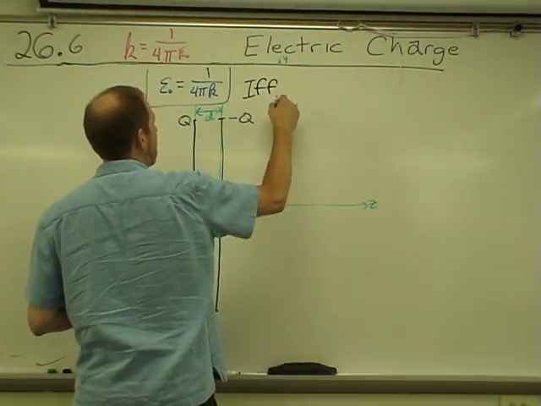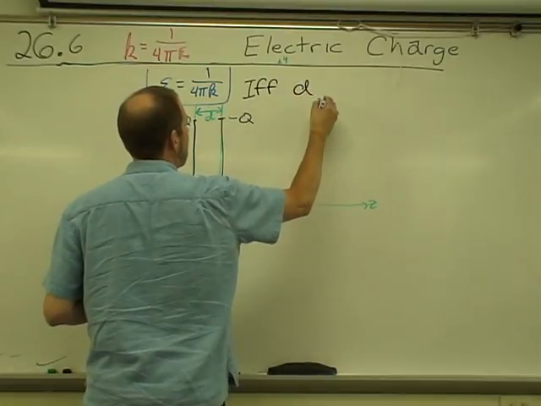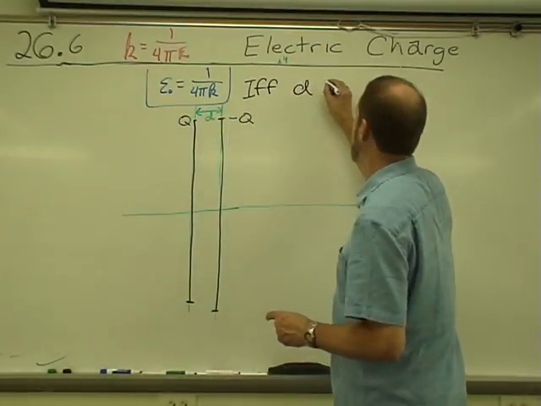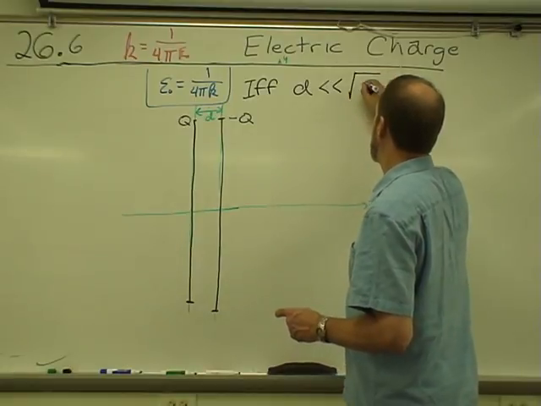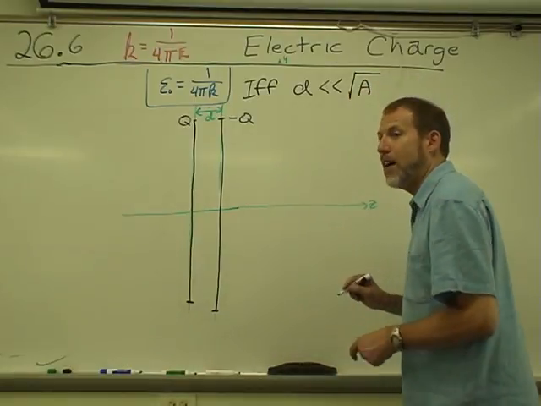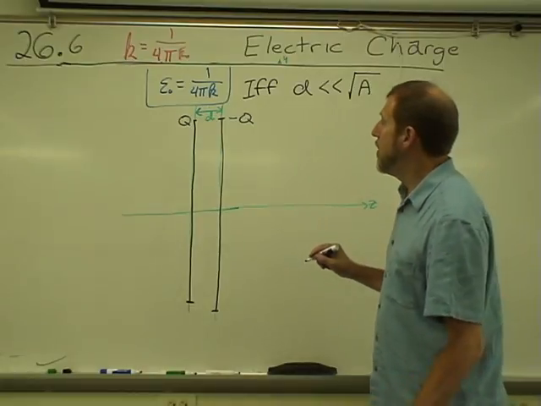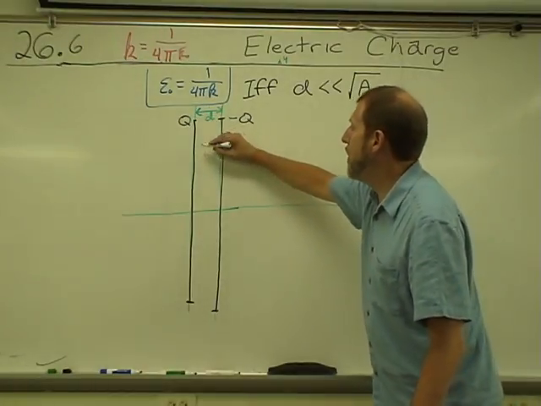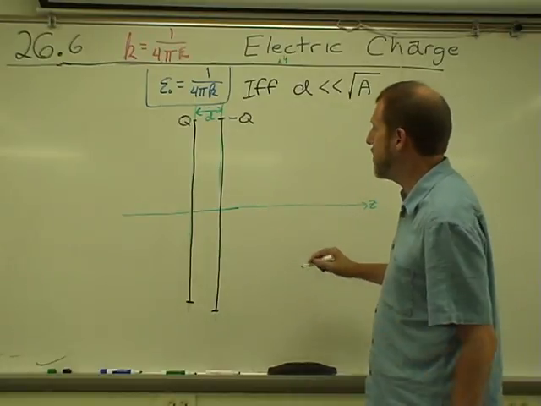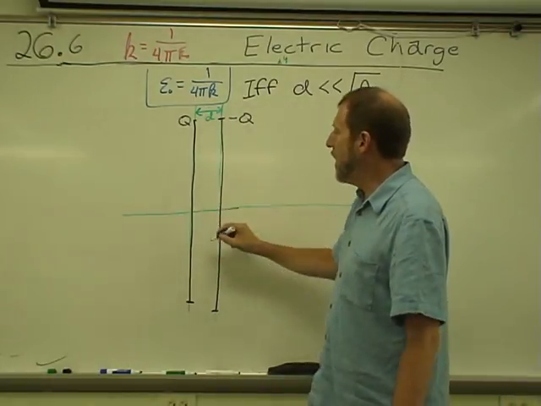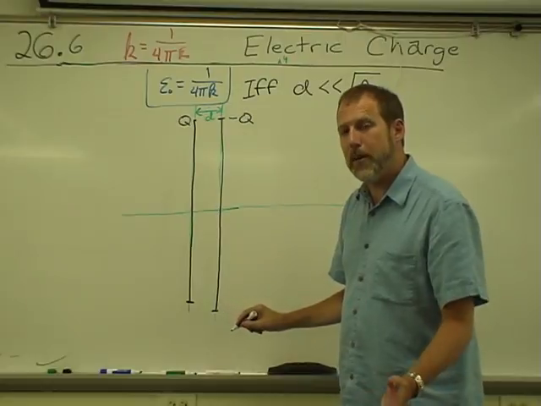If and only if d, the separation between the two, is way less than the length of one side, call it the square root of an area, then in the space between it, for every space, maybe not at the very end, but for most other spaces, I can say, you know what, let's just treat this as looking at two infinite planes.